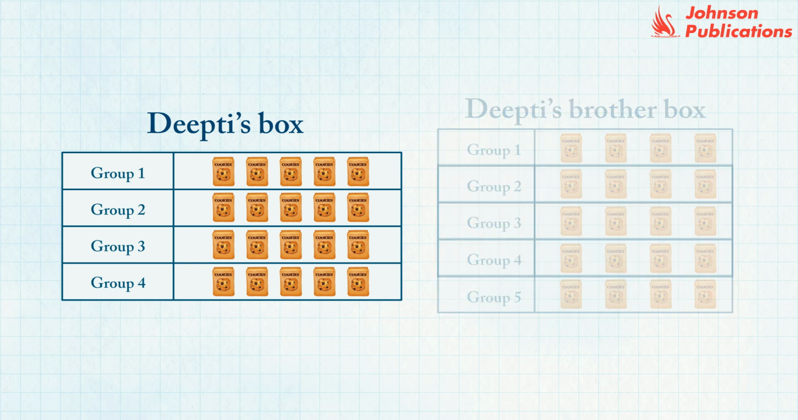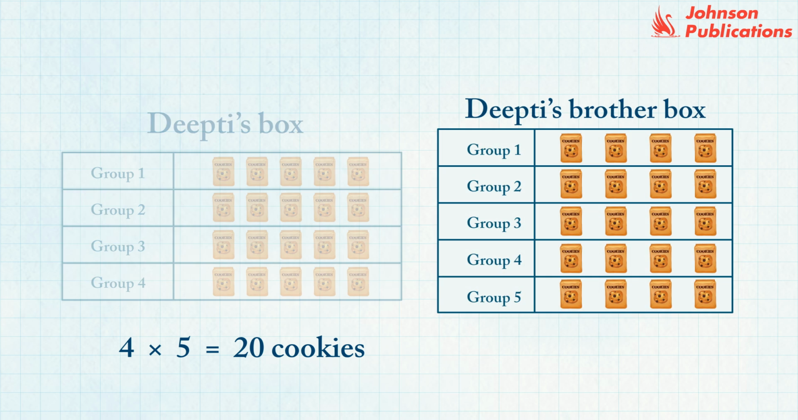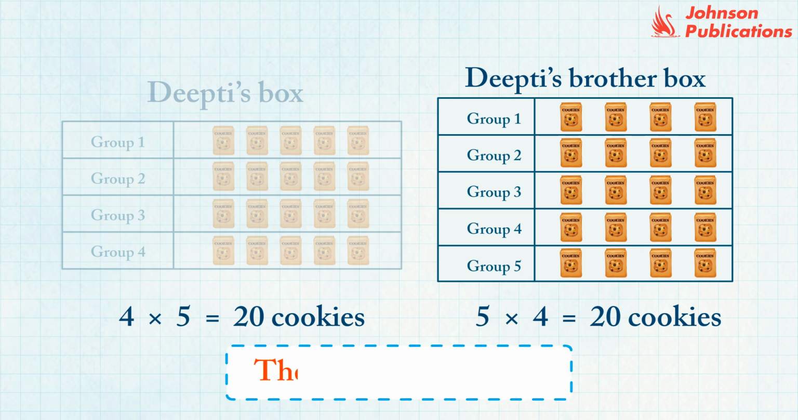The chocolates are arranged in Deepti's box like this. 4 groups of 5 cookies in each. This means 4 multiplied by 5 is equal to 20 cookies. Deepti's brother arranged the chocolates in this manner. 5 groups of 4 cookies in each. This means 5 multiplied by 4 is equal to 20 cookies. Therefore, 4 multiplied by 5 is equal to 5 multiplied by 4.